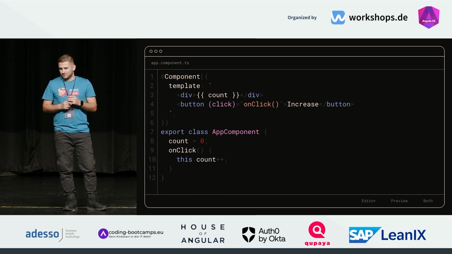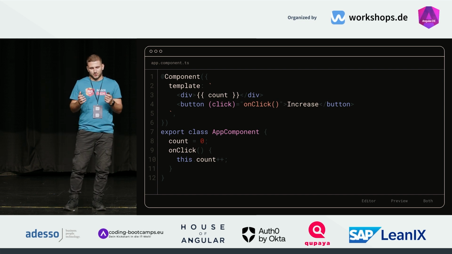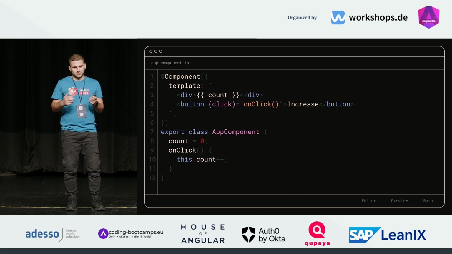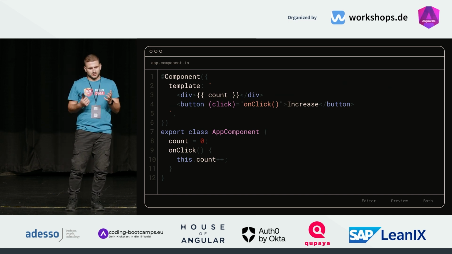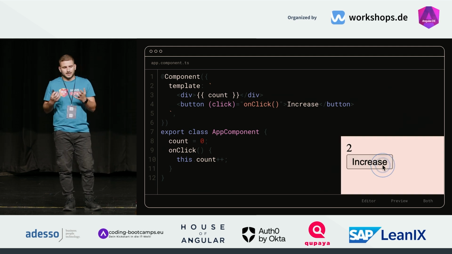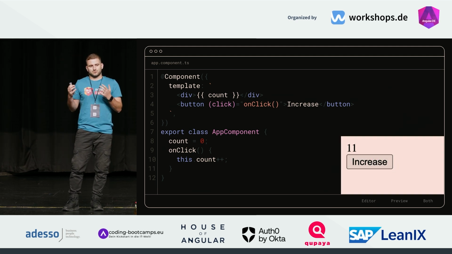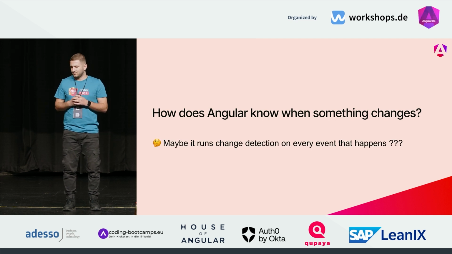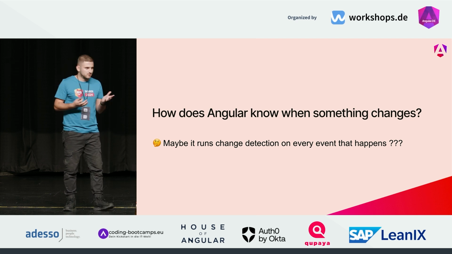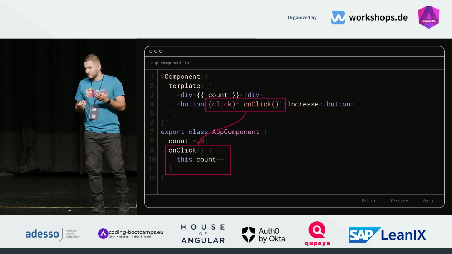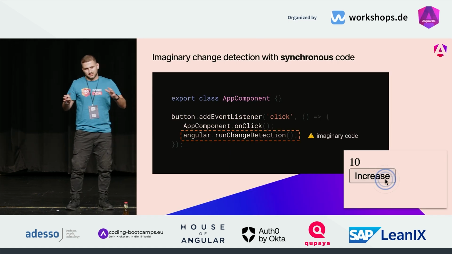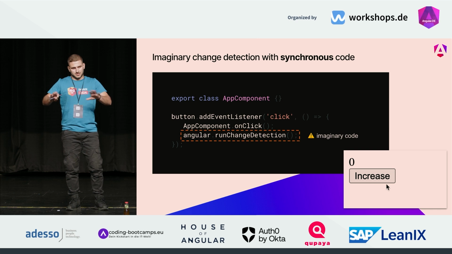So let's say we have a normal app component with a count that we show and a button click. When we click, we just increase the count. And the question would be, how does Angular know to update the DOM? So when does it know that something changes? Maybe it runs some change detection on every event that happens. Something like, after the onClick, we have some Angular magic code that says run change detection, so just synchronous things.